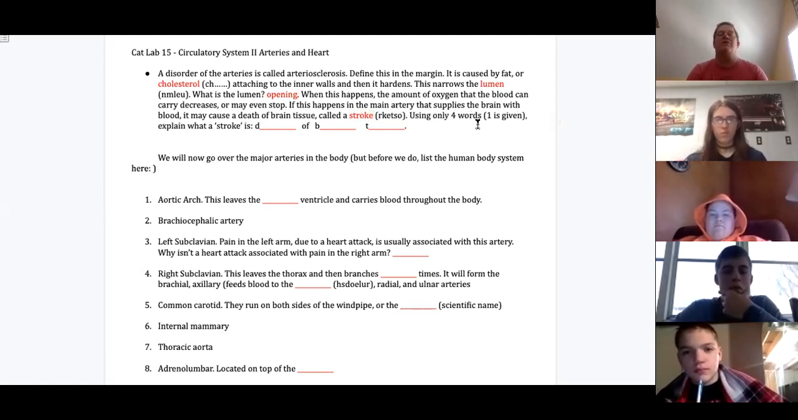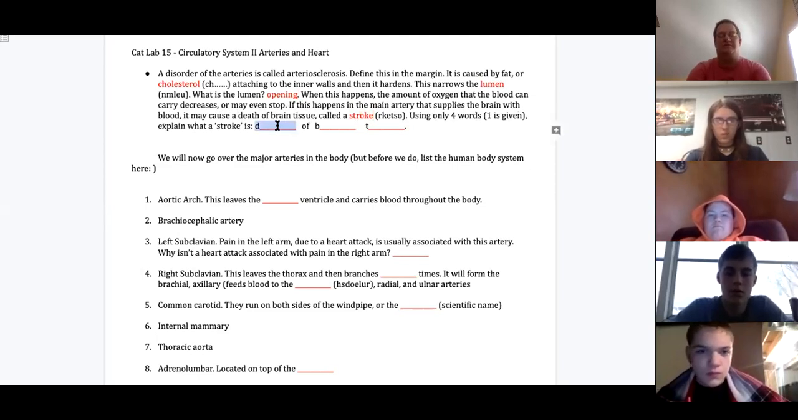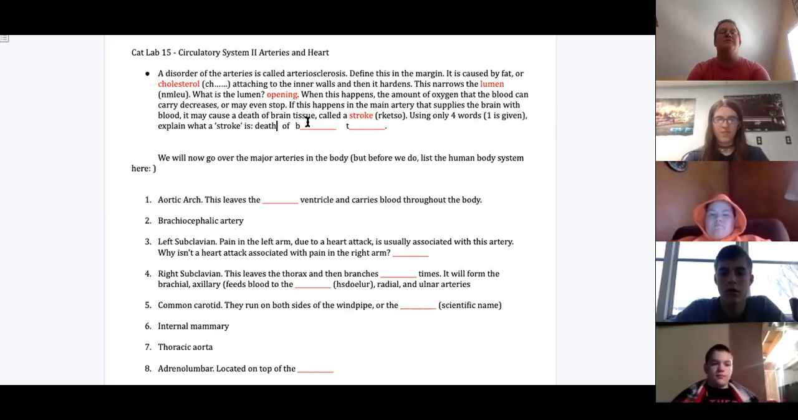Okay, use only 4 words. Stroke is death of brain tissue.